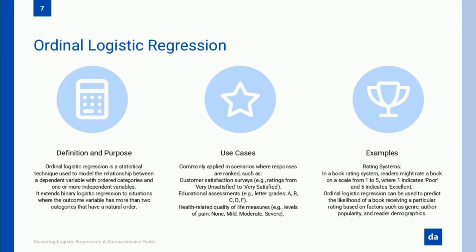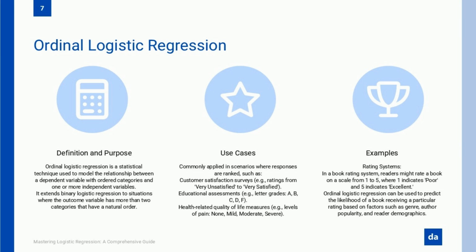Think about product reviews. If someone rates a product, they don't just pick a random category. There's a clear ranking: 1 star, 2 stars, 3 stars, 4 stars, or 5 stars. A 4-star review is better than a 2-star review, but it's not twice as good. There's a relative order here, but the difference between each category isn't necessarily equal. That's exactly why ordinal logistic regression is different from multinomial logistic regression.